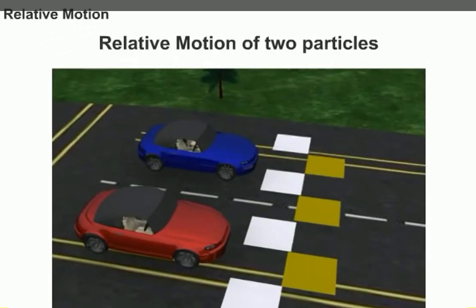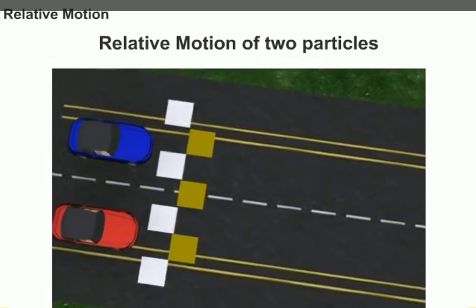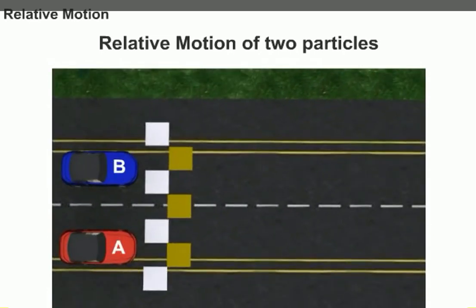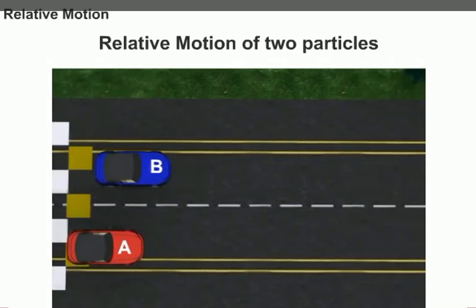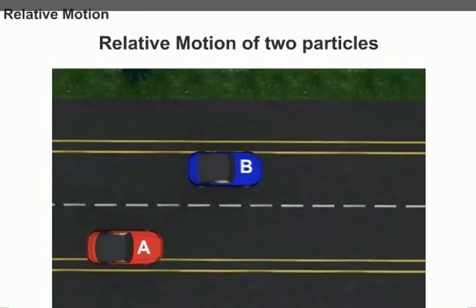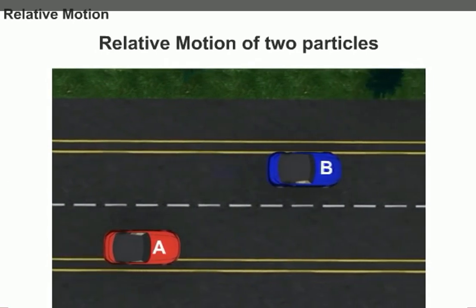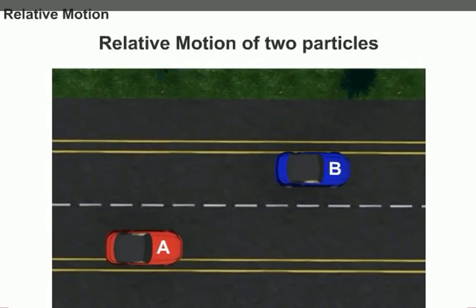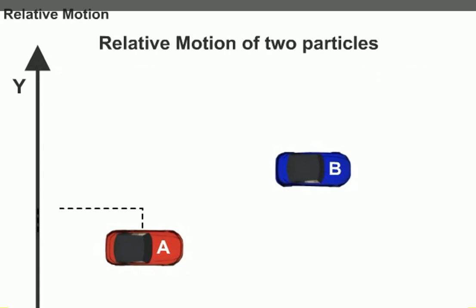Let's start our discussion with relative motion of two particles. Consider two automobiles A and B moving along the same road. Now let's say automobile A has XA as its position coordinates and B has XB as its position coordinates measured from the origin.